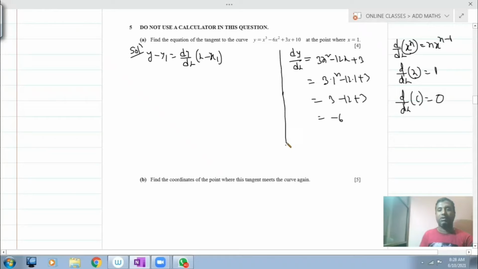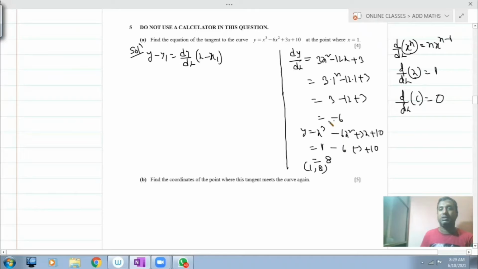Now let us find the y coordinate. Let me use x equals 1 in the equation. y equals x cubed minus 6x squared plus 3x plus 10. It is 1 cubed, 1. 6 times 1 squared, that is 6. 3 times 1, that is 3, plus 10. So 14 minus 6 is becoming 8. So your coordinates are becoming 1, 8.